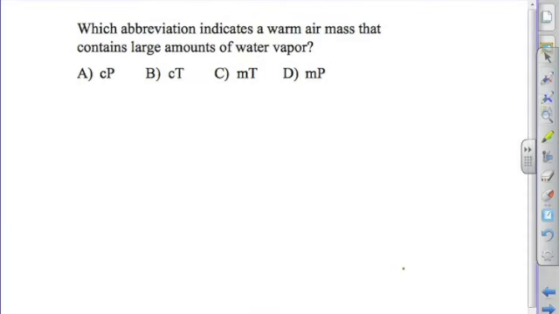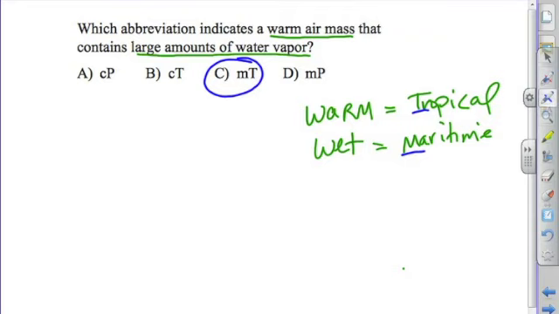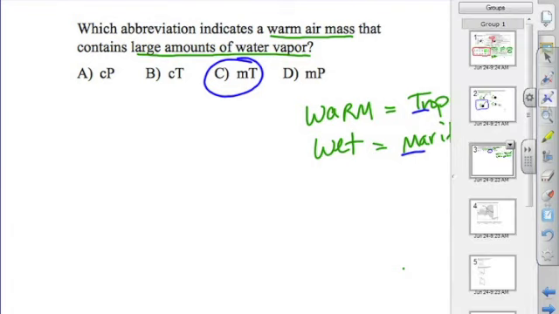So an example question here. Which abbreviation indicates a warm air mass that contains large amounts of water vapor? So let's see, it's supposed to be warm. Large amounts of water vapor means wet or moist or humid. So warm is definitely going to be my tropical designation. Wet is going to be, let's see, maritime or continental? What do you think? I'm going maritime because it formed over the ocean. So I am basically looking for an MT air mass, choice C. Very easy. Again, the vocabulary terminology is on the reference table for free, but you need to know what each of the words mean. Excellent.